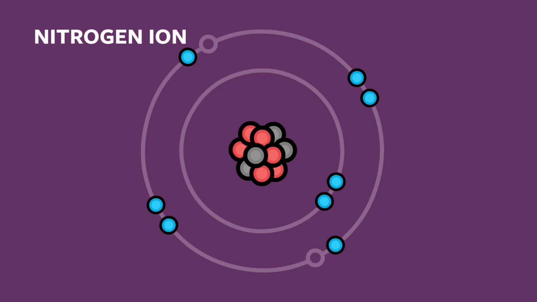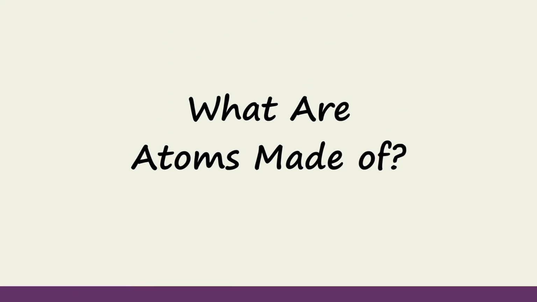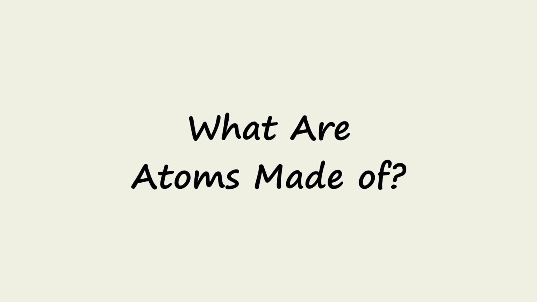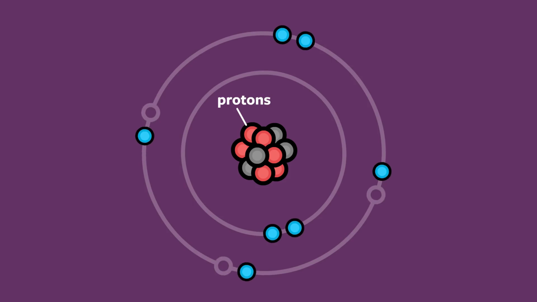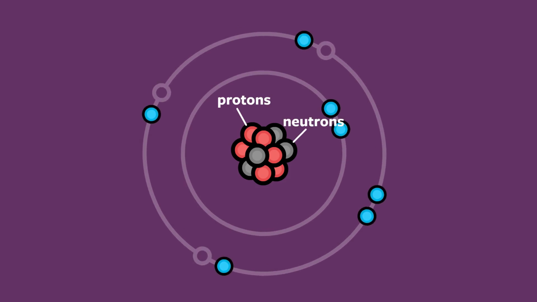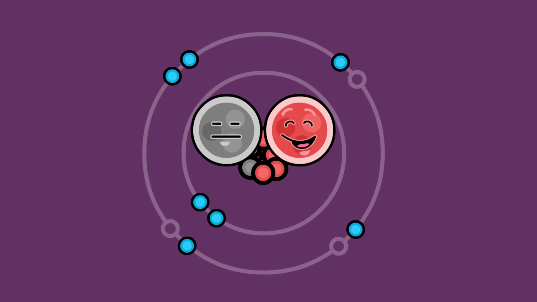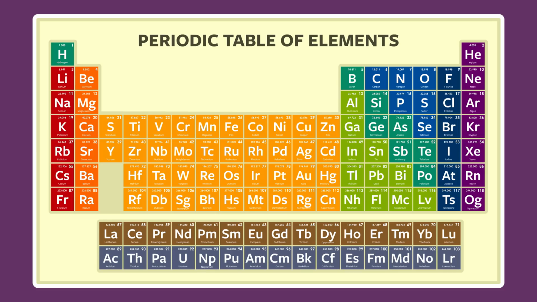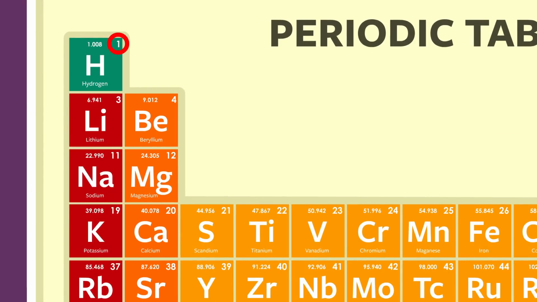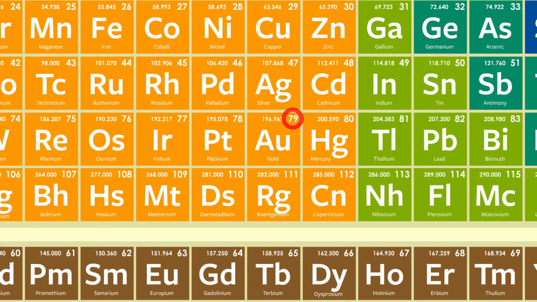Okay, that was a lot of information thrown at you in a very short amount of time, so let's just recap here and summarize the most important bits. What exactly are atoms made of? In the center of an atom, we find one or more protons, and in most cases, we also find neutrons. Protons are positively charged, neutrons are neutral. The number of protons an atom contains determines the type of atom it is. Hydrogen has 1 proton, nitrogen has 7, gold has 79, and so on.